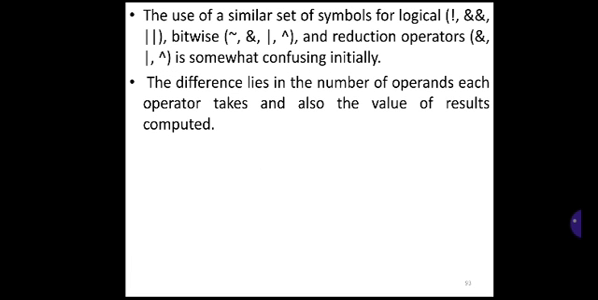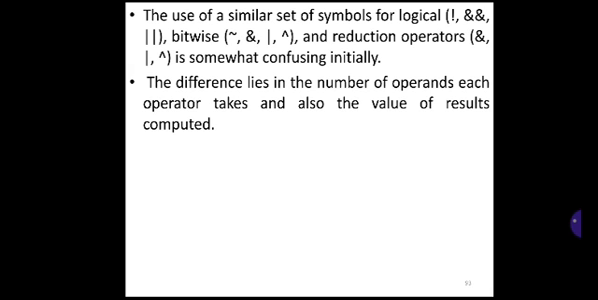So here again we are discussing the same thing, the use of a similar set of symbols. In the logical operator we have used the exclamation mark, double AND sign, and double OR operation, whereas in bitwise we use the tilde sign, AND operation, OR operation, and caret, that is XOR operation. And in the reduction operation, AND, OR and caret again. It is somewhat confusing, is it?